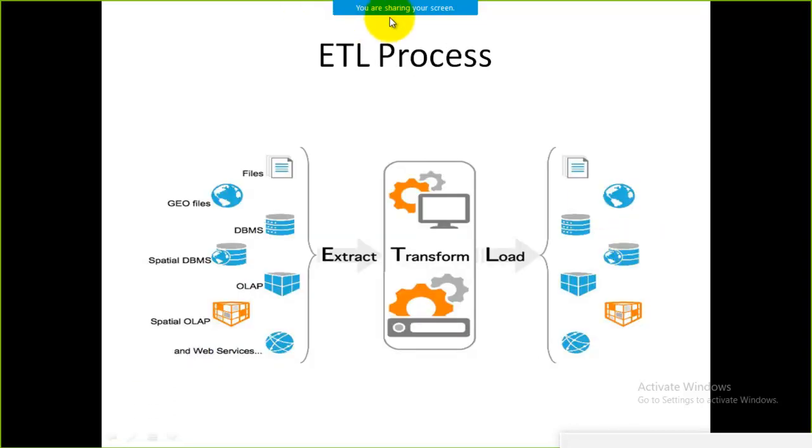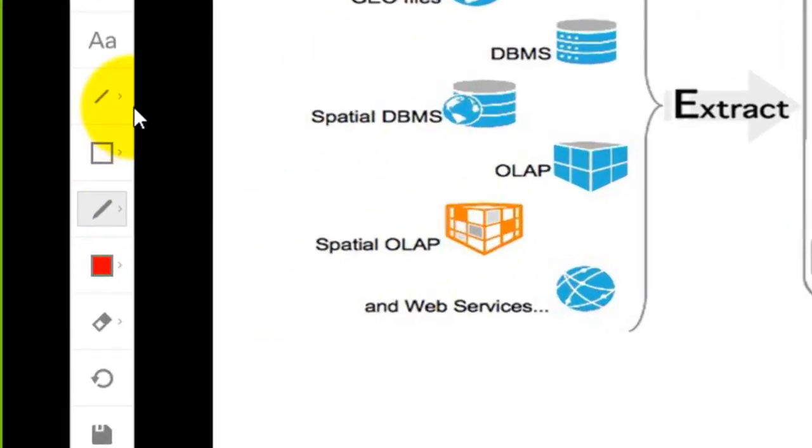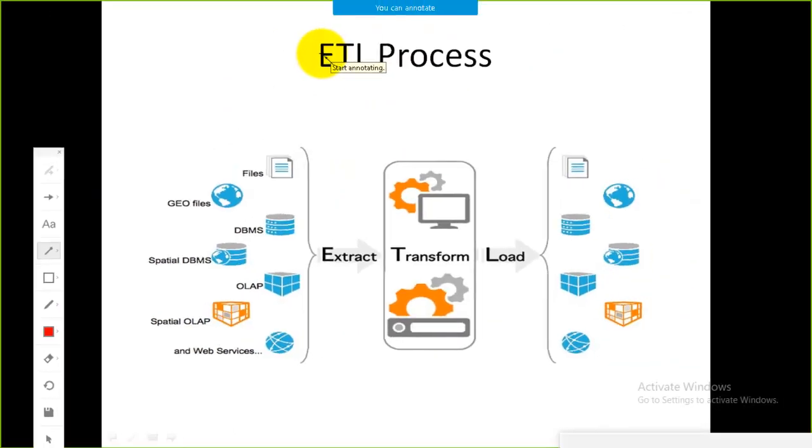So what is the ETL process? ETL comes with three different processes; we can define it in three different ways. E is for extraction, T is for the second process, transformation, and L is for loading. So the ETL process comes with three different processes.